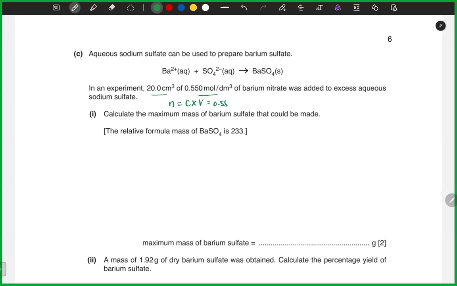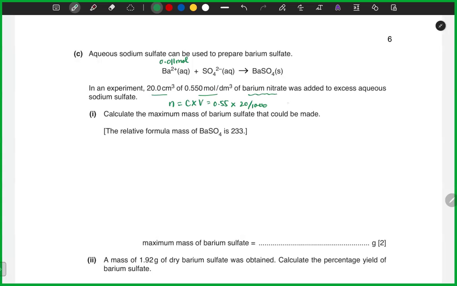So 0.55 times 20 divided by 1000. On the calculator, 0.55 times 20 divided by 1000, I'm going to get 0.011 moles. So 0.011 moles. Remember, these are moles of barium nitrate.